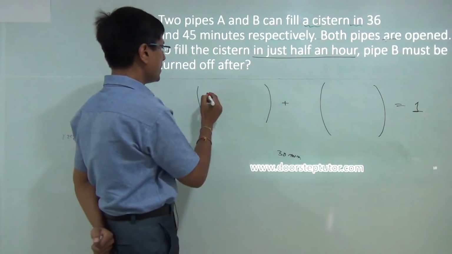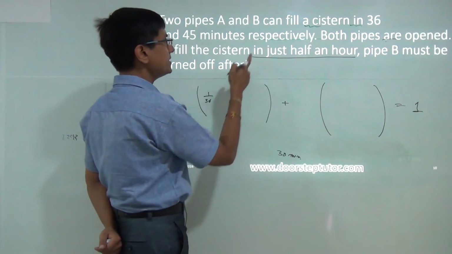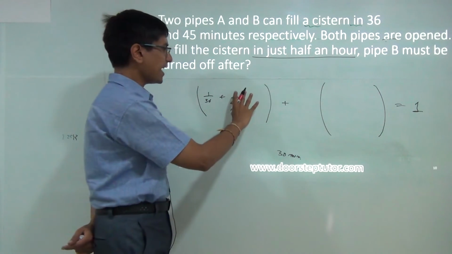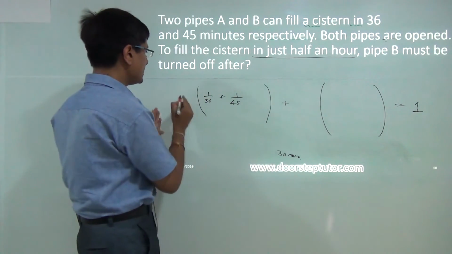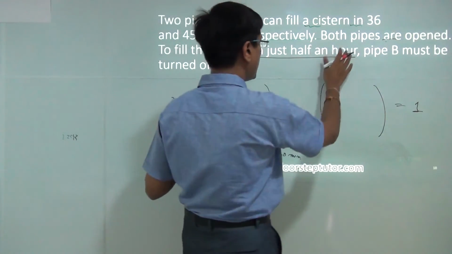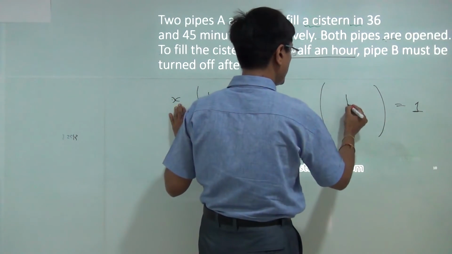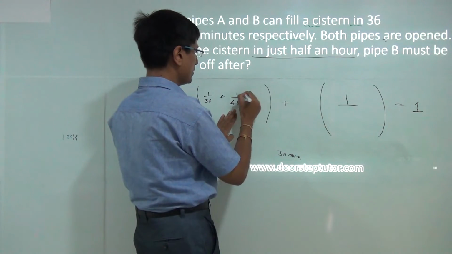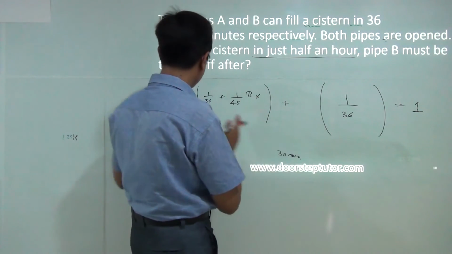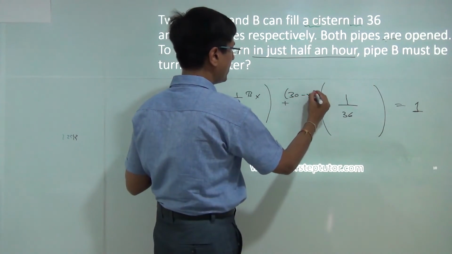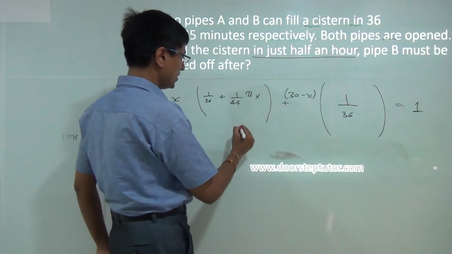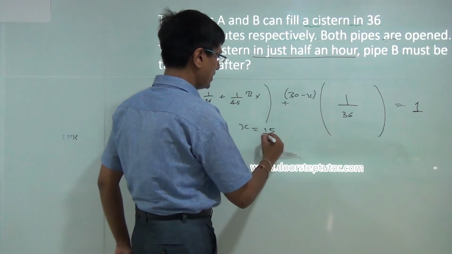So what is their combined rate? If they are working together, their combined rate is 1 by 36 tank per minute plus 1 by 45 tank per minute, and this is happening, let's say, for x number of minutes. Then after that x number of minutes, pipe B was shut down, and I only have pipe A working. This is working for 30 minus x minutes, and the total should be 1. So if you solve this equation, you will get x is equal to 15 by 2 minutes.